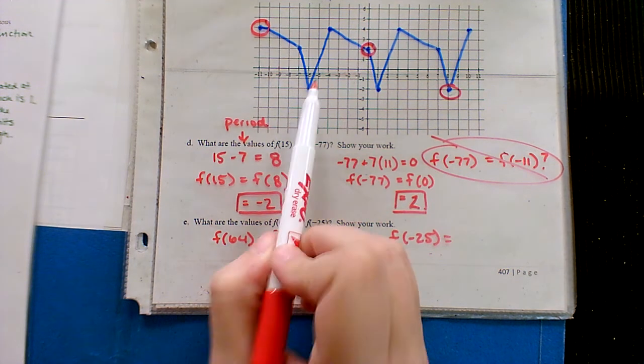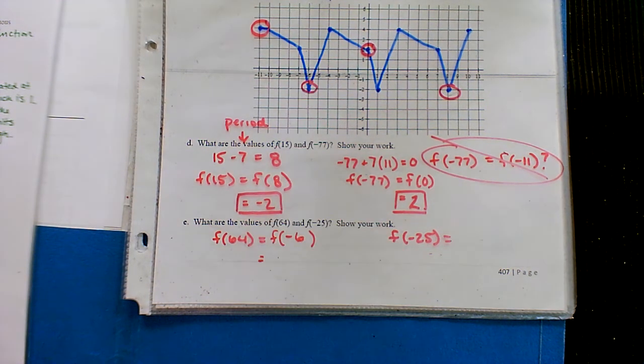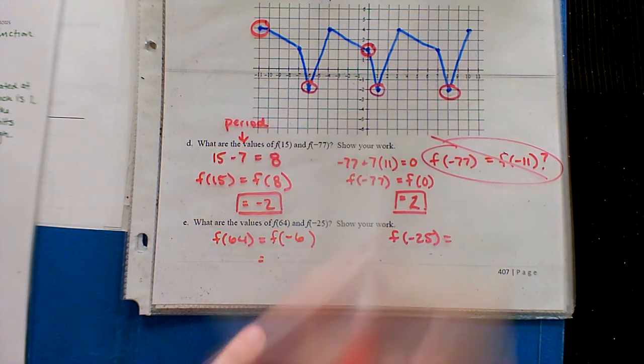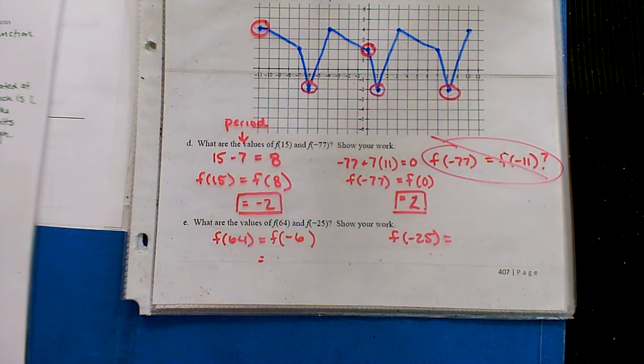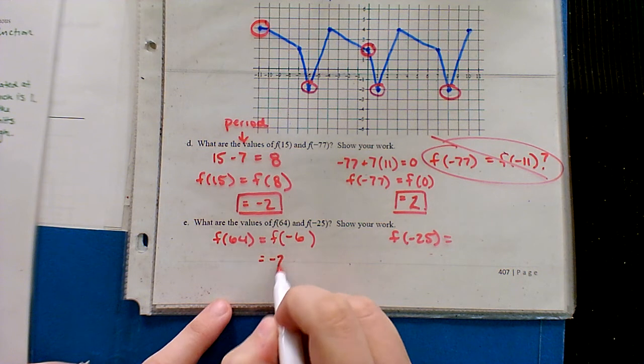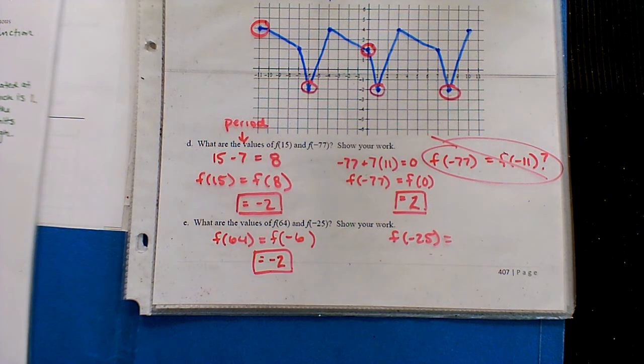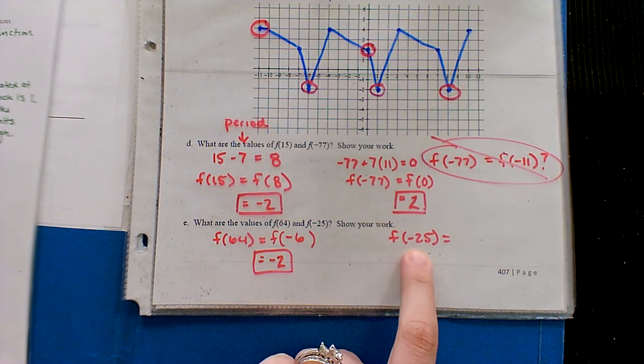So f of negative 6 looks like we would get negative 2. If you had 1, notice how you'd have the same value, and if you had 8, you'd have the same value. Just depends on where you would actually fall, but they all have the same height. So far, so good? Okay, what about the next one?